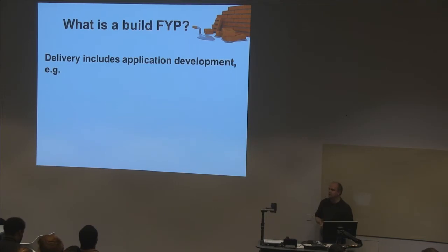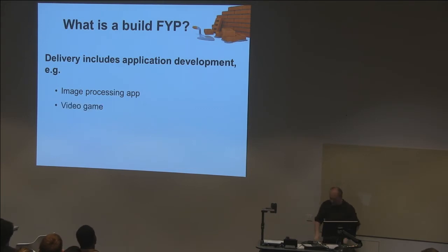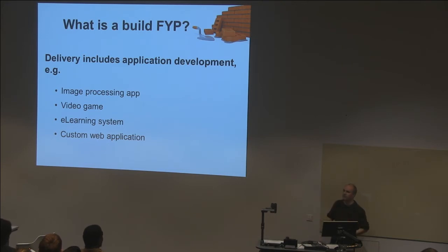So in the build project, typically we are expecting some application to be developed. So that's the final product. So it could be an image processing app. It could be a video game, an e-learning system, or maybe some custom web application. So it can be some very different type of things. But at the end of the day, you have some kind of software, some kind of website that you can show off. Okay? And that it's a complete working system. So the end product is a product itself.